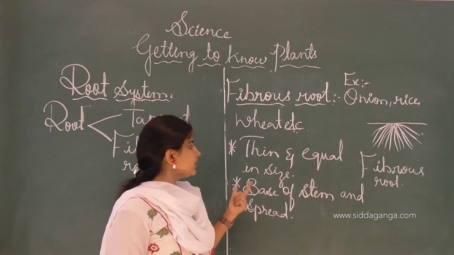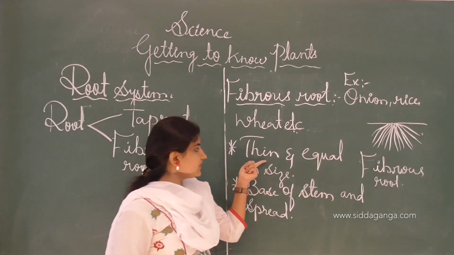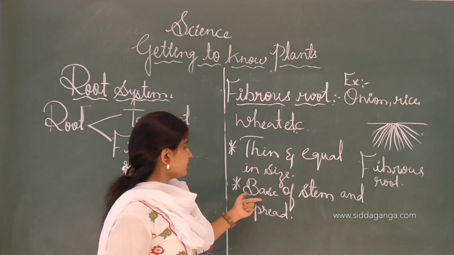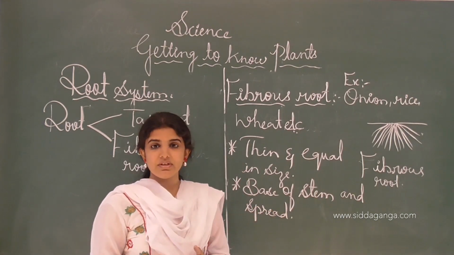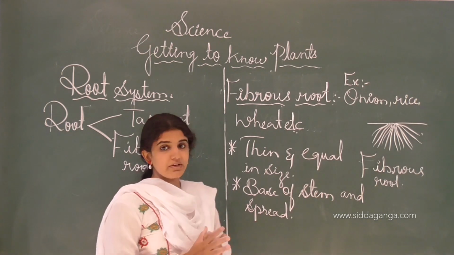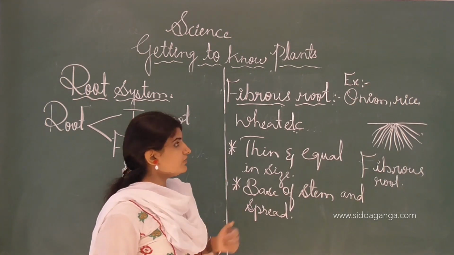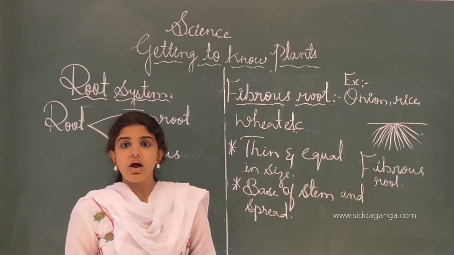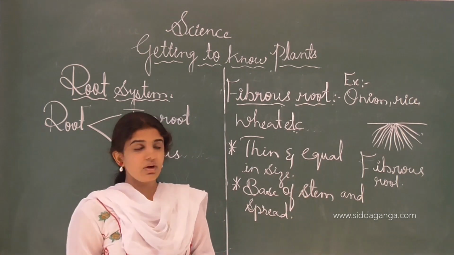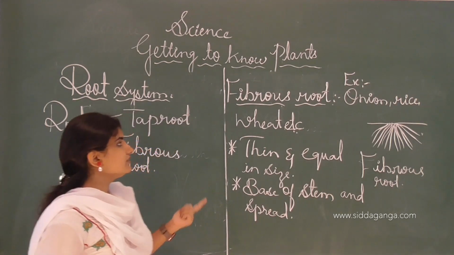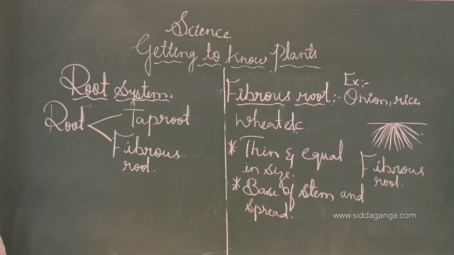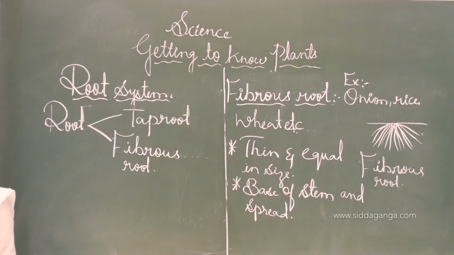In the fibrous root, the roots are thin and equal in size, and this fibrous root is present at the base of the stem and spreads out in the soil. Examples for the fibrous roots are gram, onion, grass also, and wheat, rice. See, these are all the different parts of a root system, where we divided into root system as well as the shoot system.